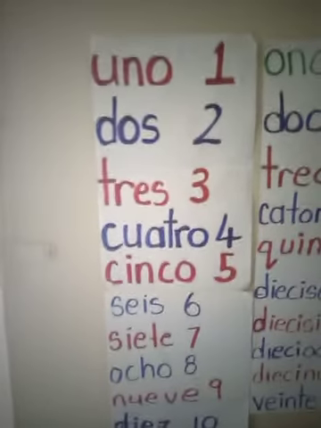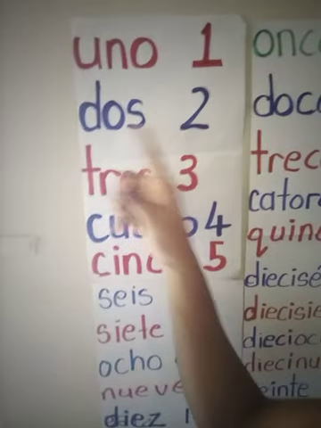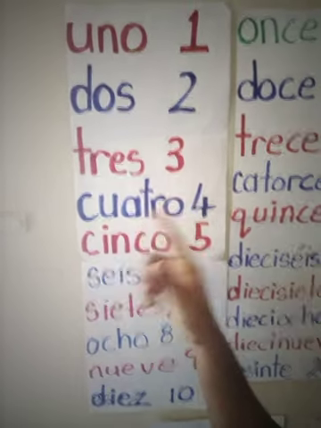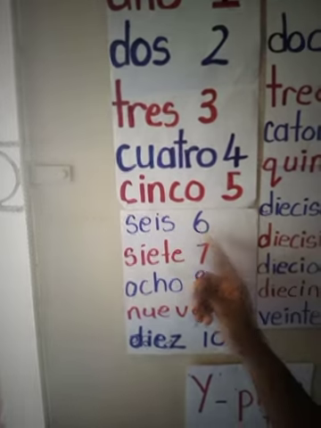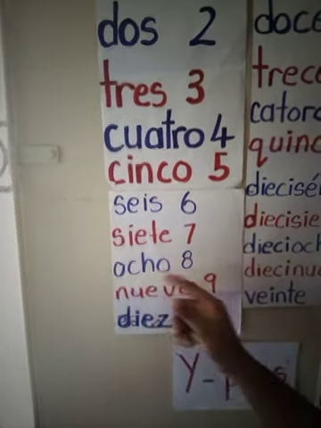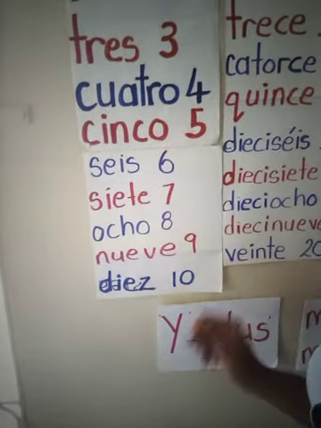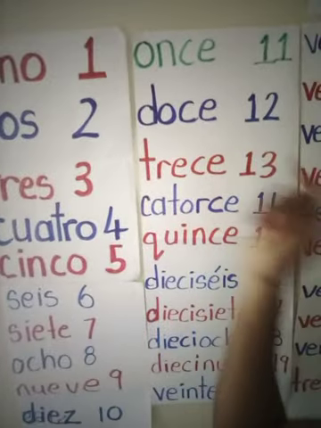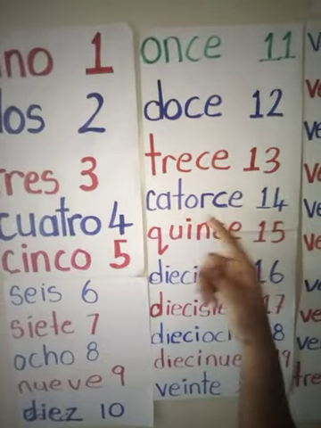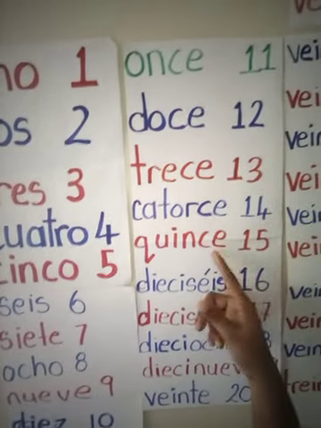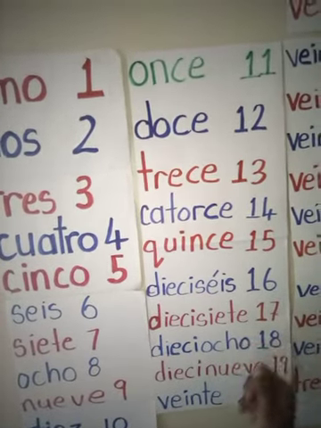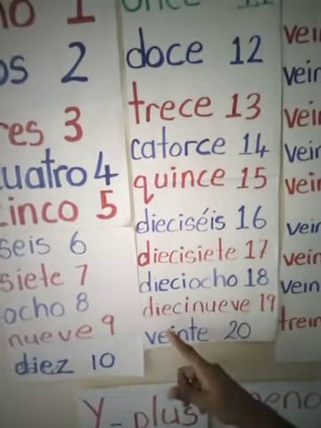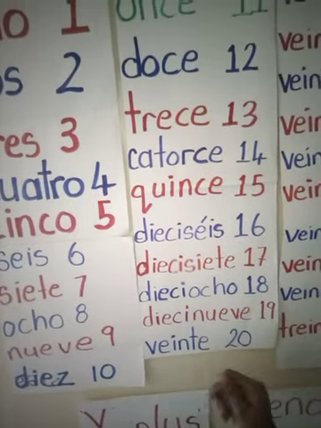So you're going to be counting with me. Let's go. 1, 2, 3, 4, 5, 6, 7, 8, 9, 10, 11, 12, 13, 14, 15, 16, 17, 18, 19, 20.